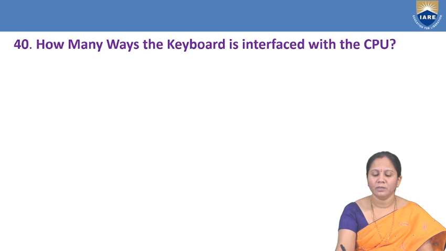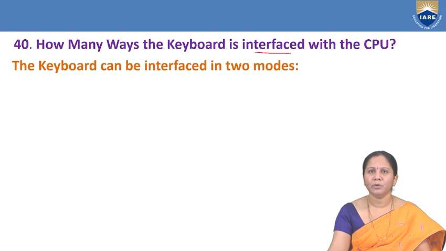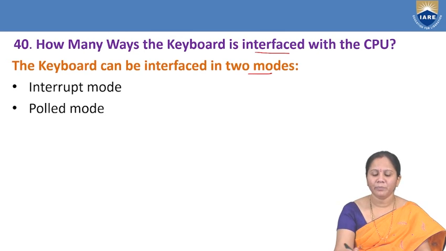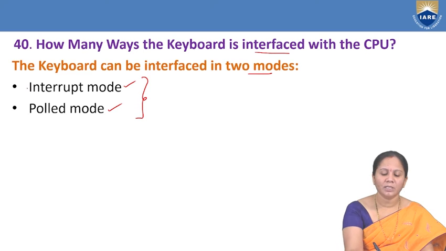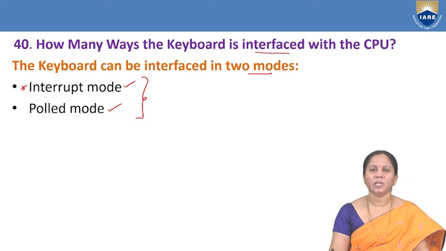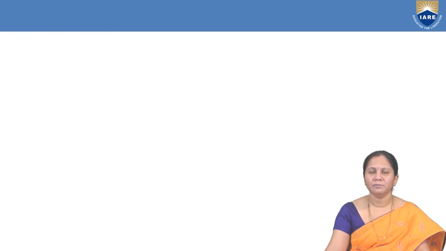How many ways is the keyboard interfaced with the CPU? The keyboard can be interfaced with the CPU in two modes: interrupt mode and hold mode. But out of these two modes, the interrupt mode is preferred because it has some advantages compared to the hold mode.